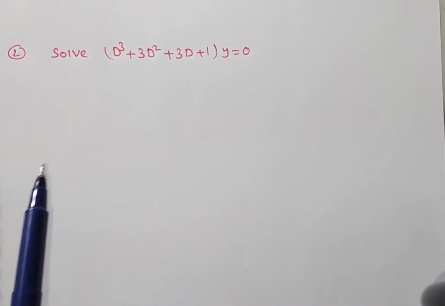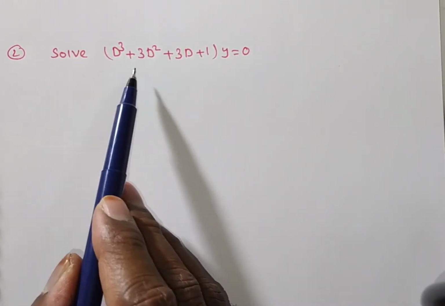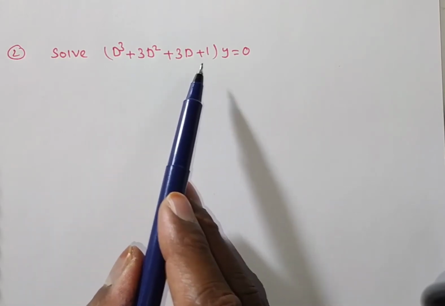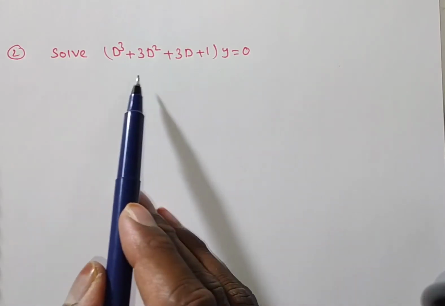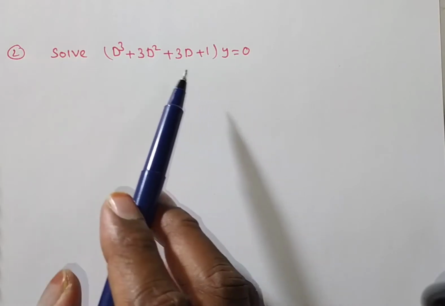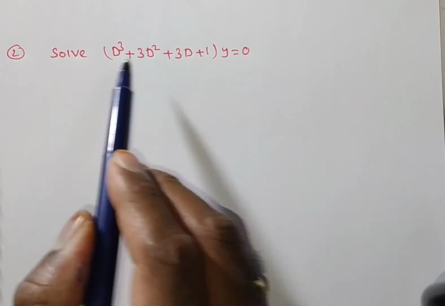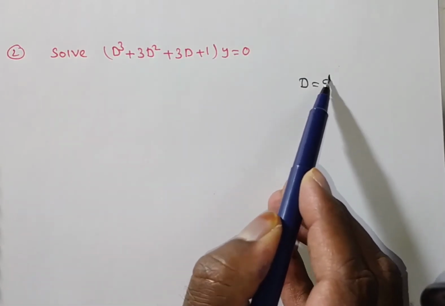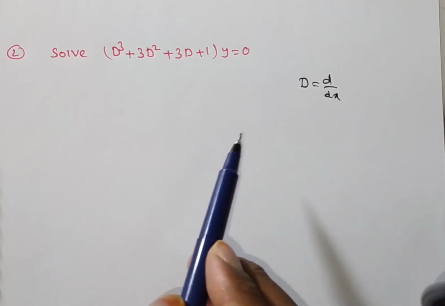Friends, the given problem is: solve (D³ + 3D² + 3D + 1)y = 0. Now it is in the operator form only. Observe here, you have D², D³. D is nothing but a differential operator, which we are denoting with d/dx.